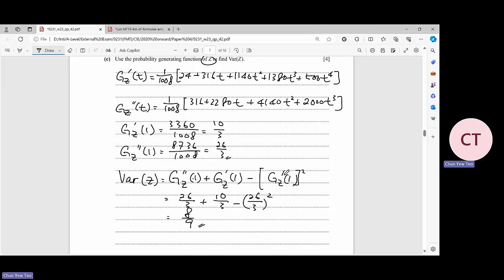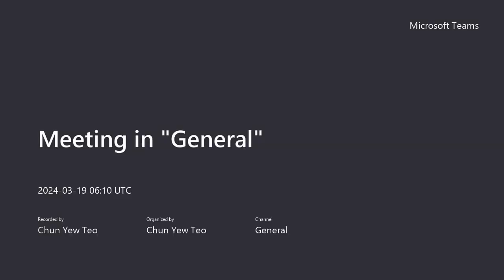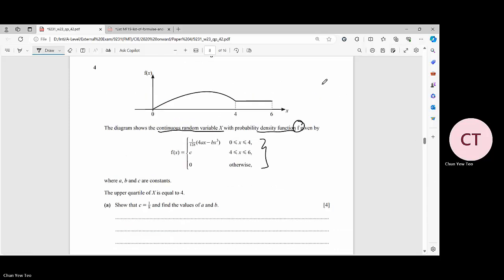Okay, moving on. We have question number 4. Now we take a look at question number 4. The diagram shows a continuous random variable X with a probability density function f given by the following. A, B, and C are constants. The question mentioned that the upper quartile of X is equal to 4.